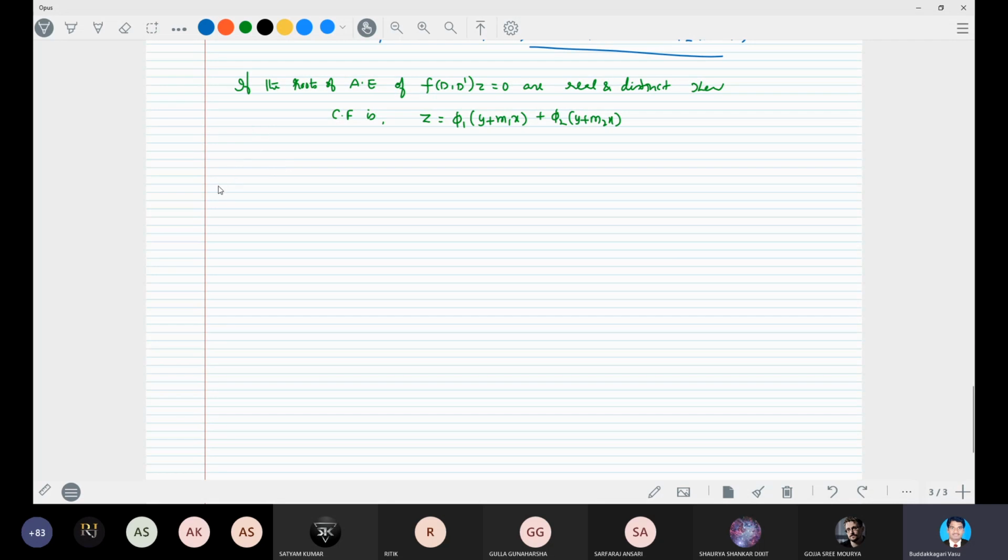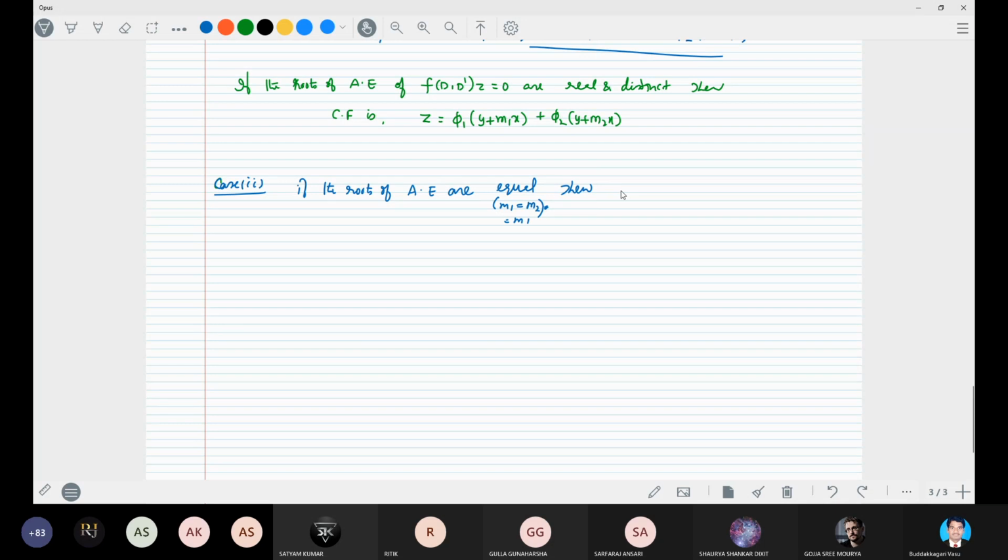Similarly, now case 2. If the roots of the auxiliary equation are equal, whether real or not does not matter. If the roots are equal, then equal means m1 is equal to m2, say is equal to m1.